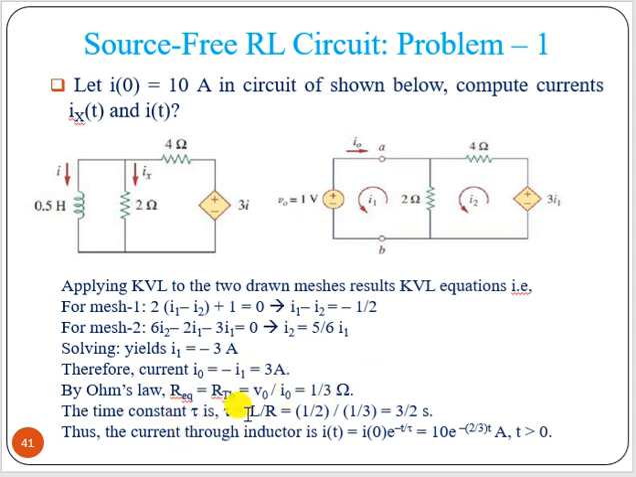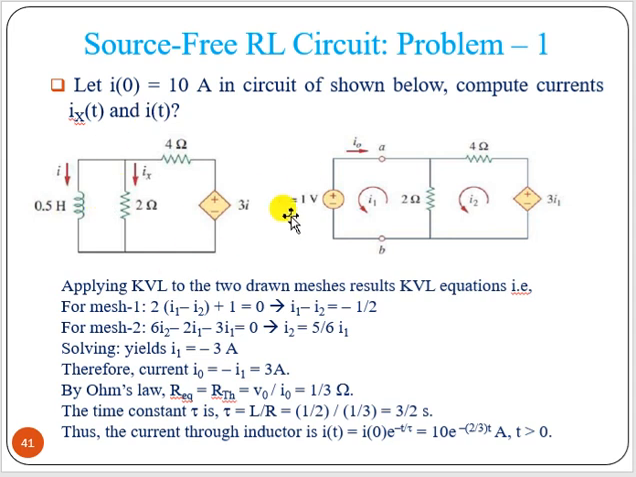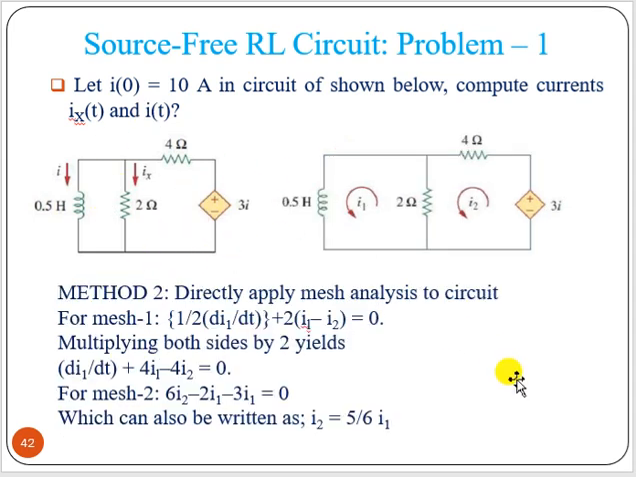So tau equals what? L by R. L is given as 0.5, that is half. So you get the tau value. Then I0 is given as 10 ampere. So i(t) is 10 e to the power minus 2 by 3 t ampere at t greater than 0. So this is how we can solve a problem when we have a dependent source.